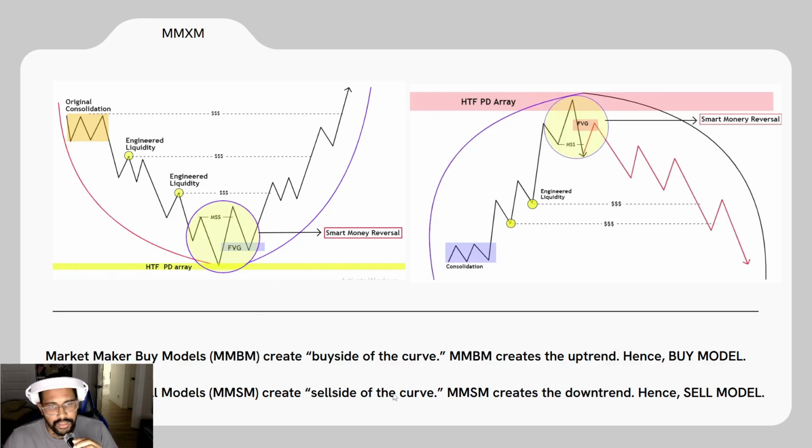Same thing here on the opposite end. Market maker sell model. Okay. We hit a higher time frame PD array. We hit the higher time frame 4-hour fair value gap, 1 hour fair value gap, daily fair value gap. We're on an uptrend, going up, leaving liquidity, leaving liquidity. What does it do? Come down and start making the sell model, market maker sell model, or the downtrend. Okay.